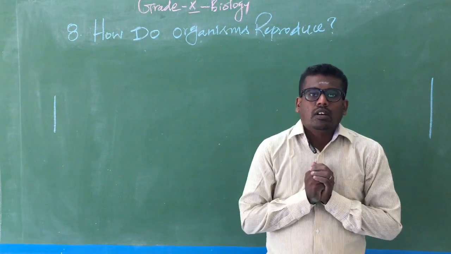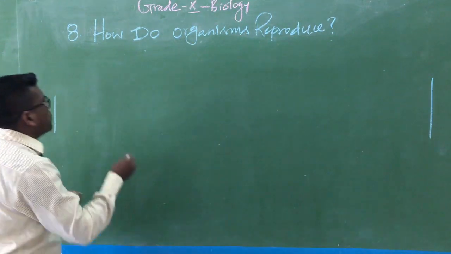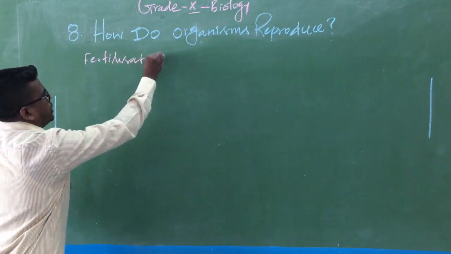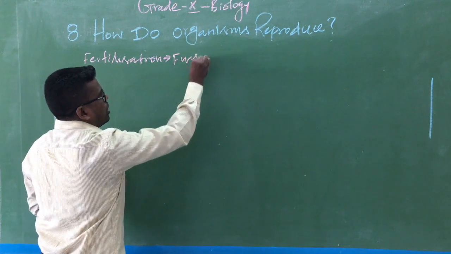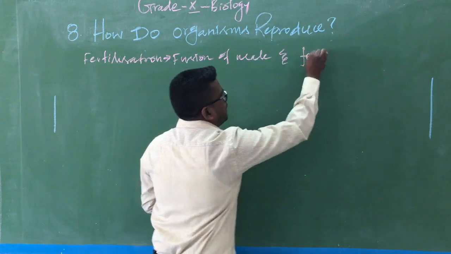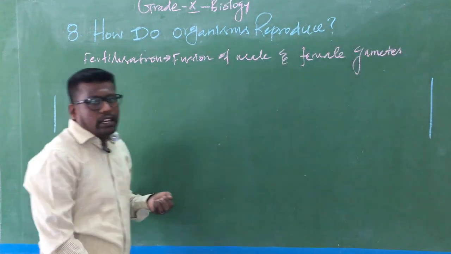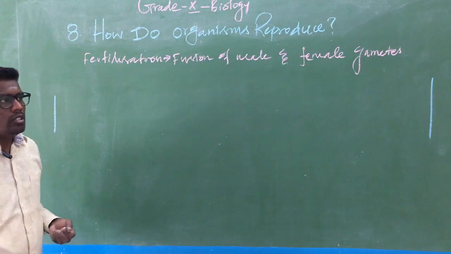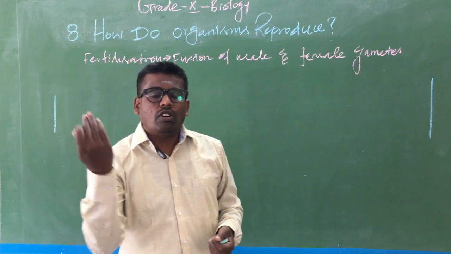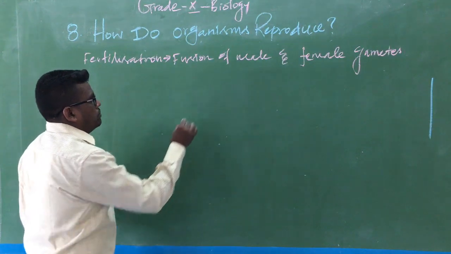In the flower we are going to see. Before that, we should remember what fertilization is. Fertilization means the fusion of male and female gametes. Now, pollination means what? A transfer of pollen grain from anther to stigma. So what will happen? We see in the diagram.